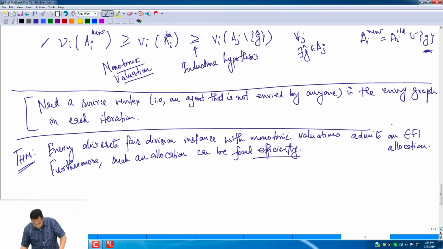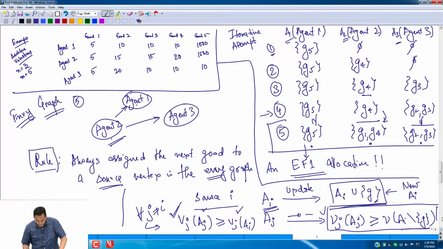If you like pictures, here's the envy graph towards the end of the process that we followed for the example. Here agent 2 envies agents 1 and 3. So you have these two directed edges, a directed graph with 3 vertices, 3 agents. Agents 1 and 3 are sort of satisfied. They are in fact sinks in this directed graph. They don't envy anyone.